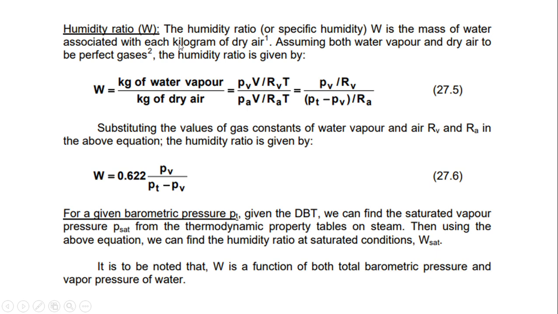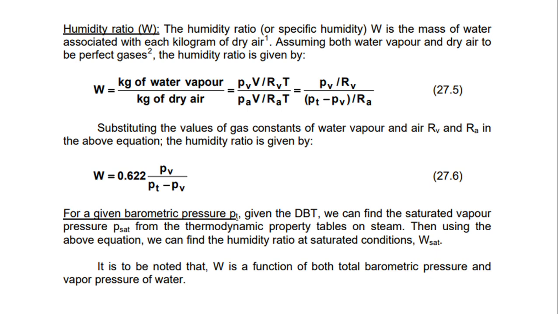The humidity ratio, which is also called specific humidity or moisture content, is the ratio of mass of water vapor to the mass of dry air in the given volume. That is, the mass of water vapor associated with each kilogram of dry air. So how much mass of water vapor is present in the given volume of dry air, which is usually denoted by mv by ma, mass of water vapor to mass of dry air.